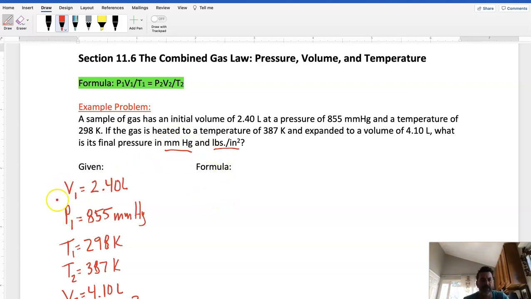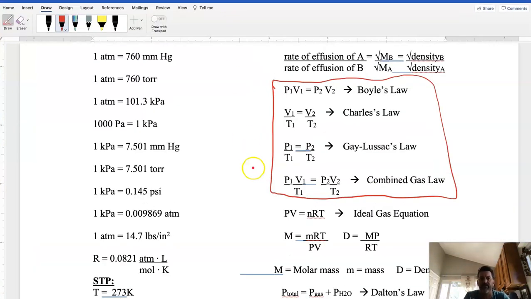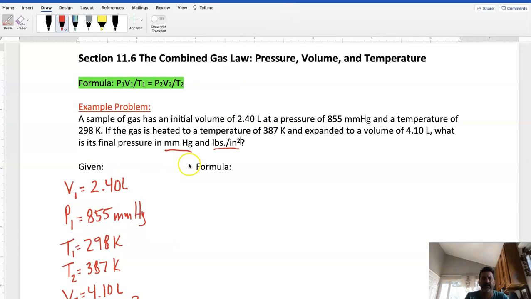Okay, so my formula, again, what formula do I use? Well, I have a V, a P, and a T. And I know it says it right here, but again, you're only going to get your reference sheet. So if I have a V, a P, and a T, I know this is the formula I need to use, that combined gas law. So I'm going to put P1 V1 over T1 equals P2 V2 over T2.